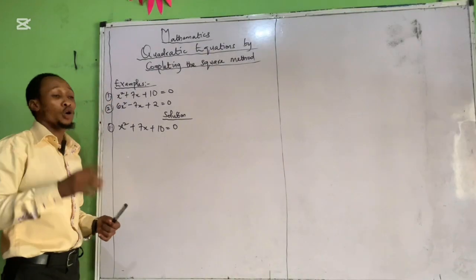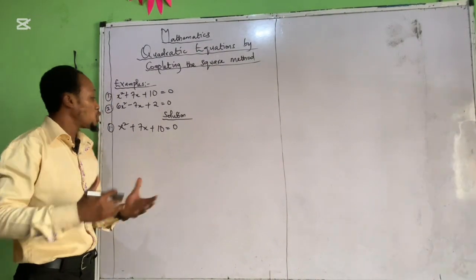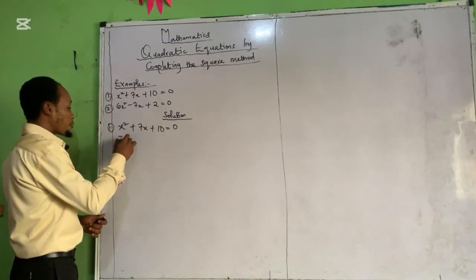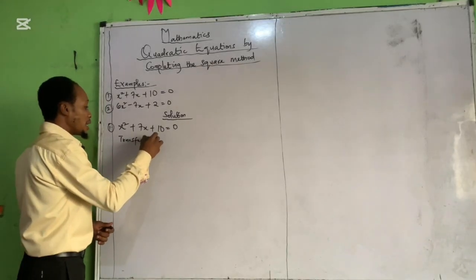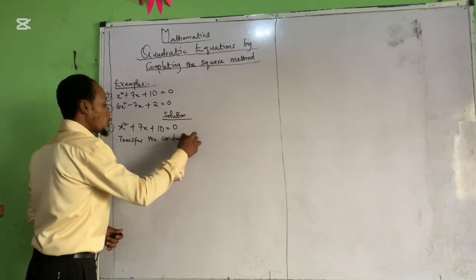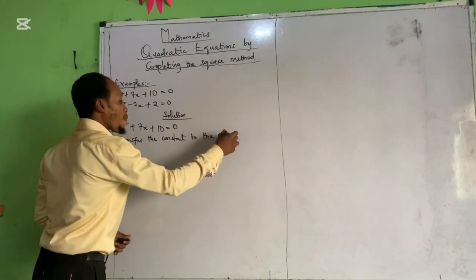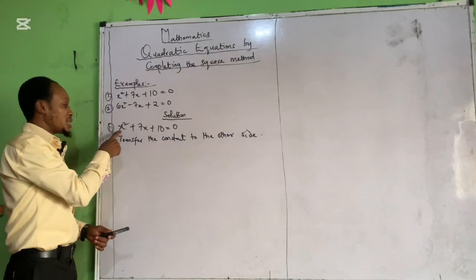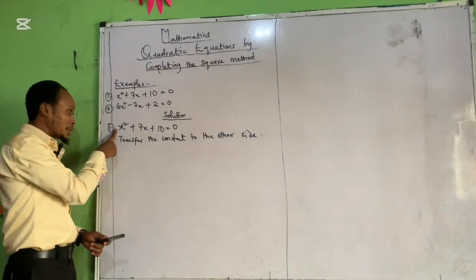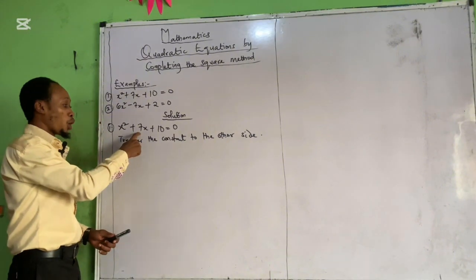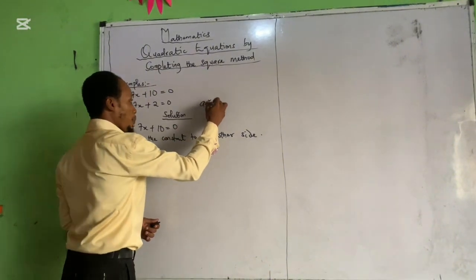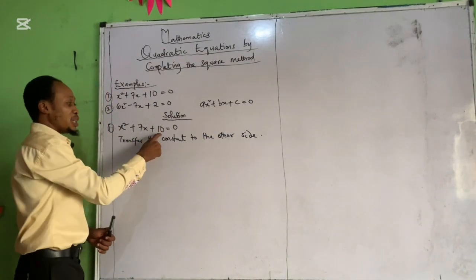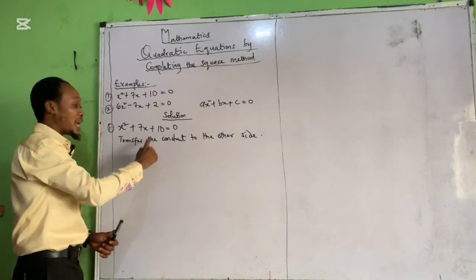Now, in completing the square method, we have some guidelines to solve it. The first one is to transfer the constant to the other side. And remember, I told us that this is a constant in our quadratic equation. This is the coefficient of A, which is 1. The coefficient of B here is plus 7. Remember, ax squared plus bx plus c equals 0. And then the constant, that's plus c, is what? Plus 10. So we are transferring this plus 10 to the other side.